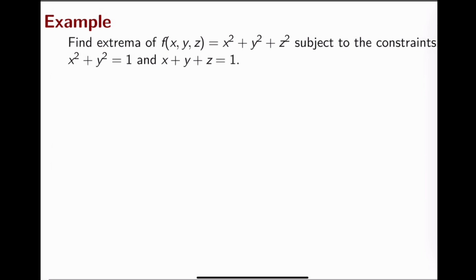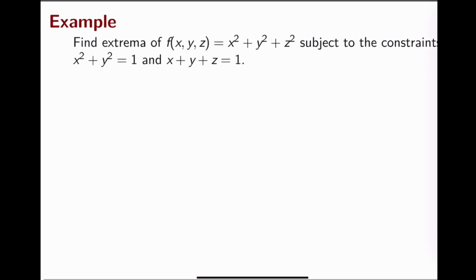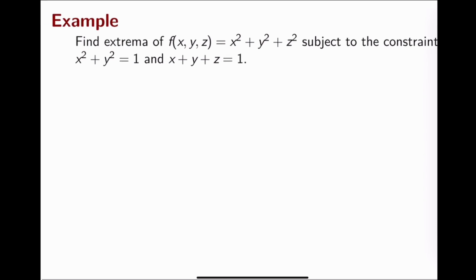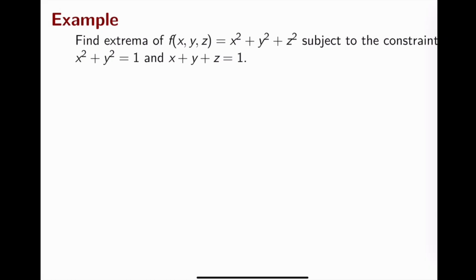So for example, let's calculate the extreme, the maximum and minimum of this function subject to now 2 constraints. Be sure that you see that this function has 3 variables. It's a function of 3 variables, which is going to be constrained to these 2 conditions.